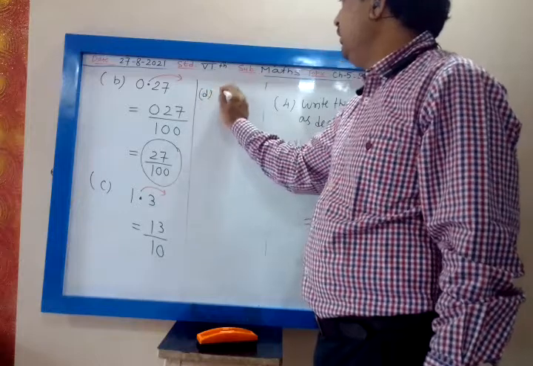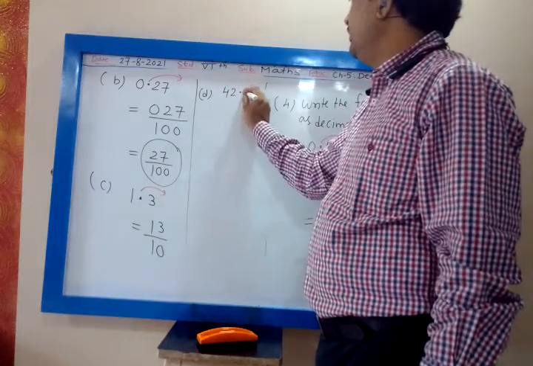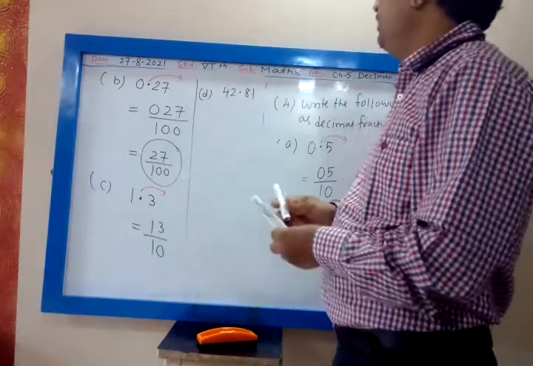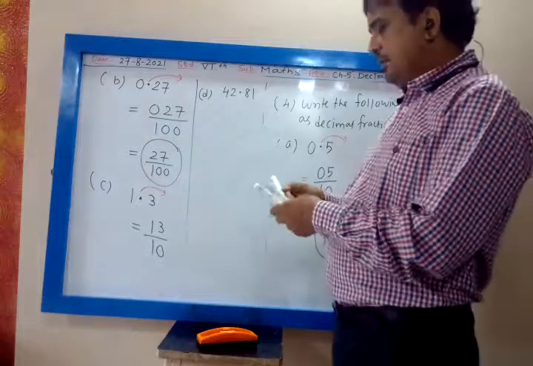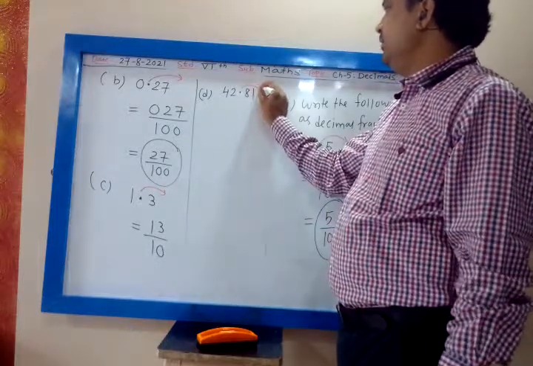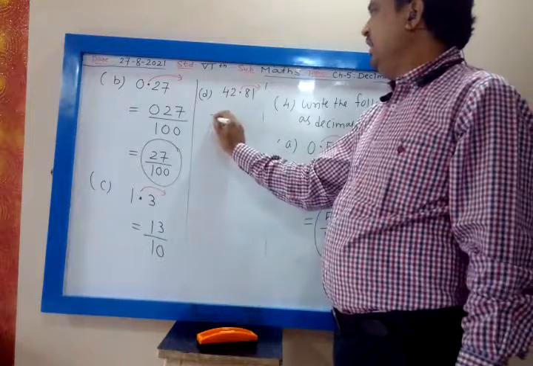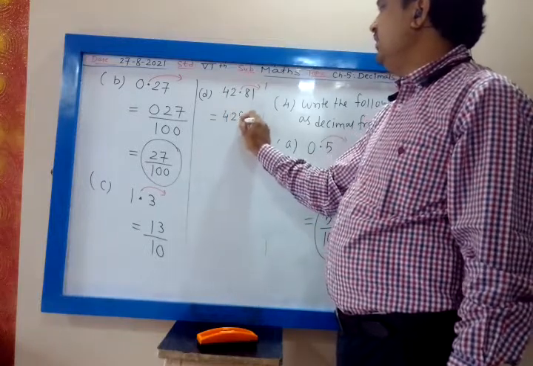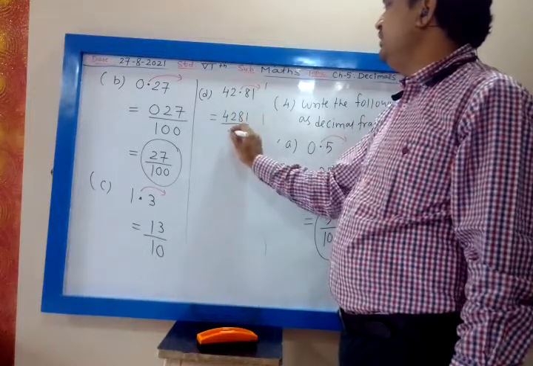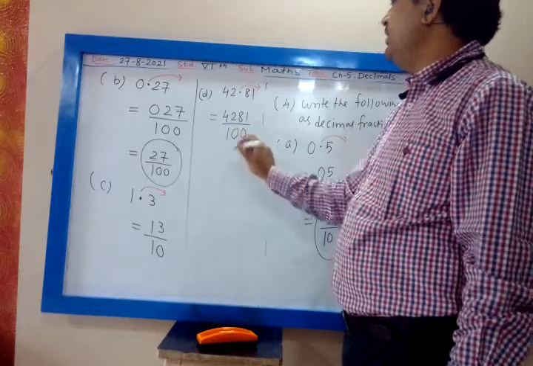Part D, 42.81. After the decimal how many digits are there? 2 digits. So 4281, and with 2 digits after the decimal there will be 100 in the denominator: 4281 upon 100.